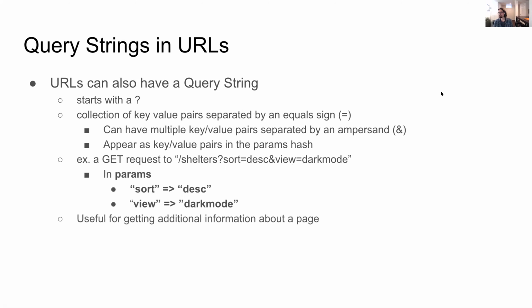So typically these params, these query strings, are most useful for getting additional information about a page. In this example, this additional information seems to be the way that we want to view the page. So we want it to be sorted and we want it to be viewed in dark mode. A very common example for this is pagination.